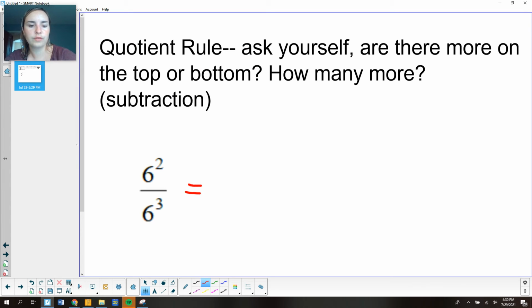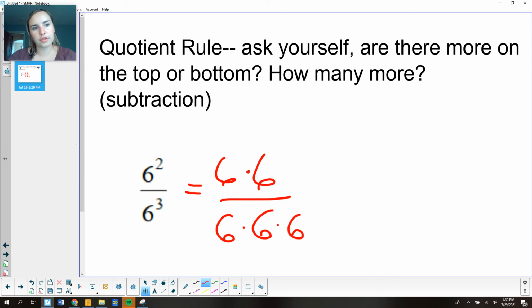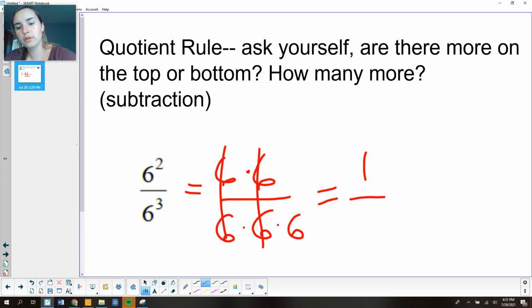With this one, we've got 6 to the second divided by 6 to the third. Are there going to be more 6s on the top or on the bottom? Let's expand this. 6 to the second looks like 6 times 6, and then 6 to the third looks like 6 times 6 times 6. Are there more 6s on the top or the bottom? Bottom, there's one extra one. How many more 6s are on the bottom? 1. We know that because 6 divided by 6 cancels, 6 divided by 6 cancels. So there's a 1 left over on the top, and we've only got 1 6 remaining. So our answer is 1 over 6.